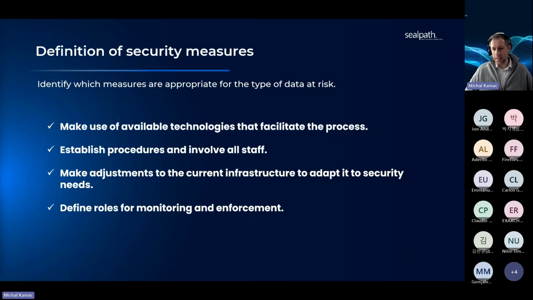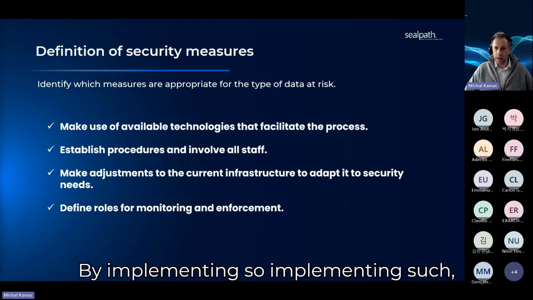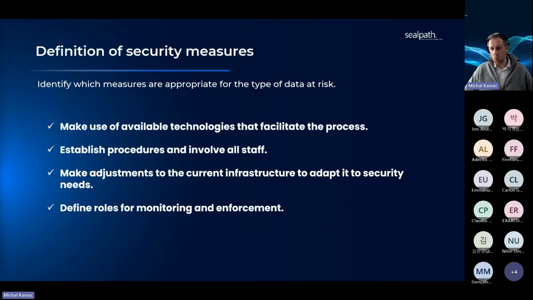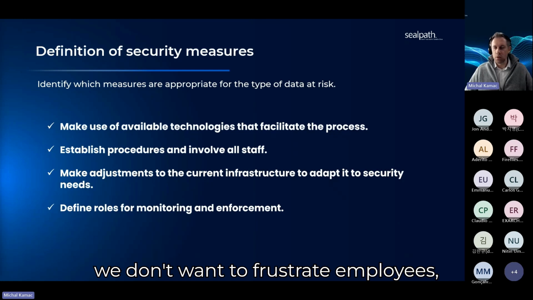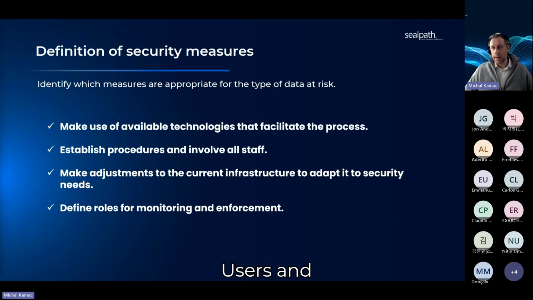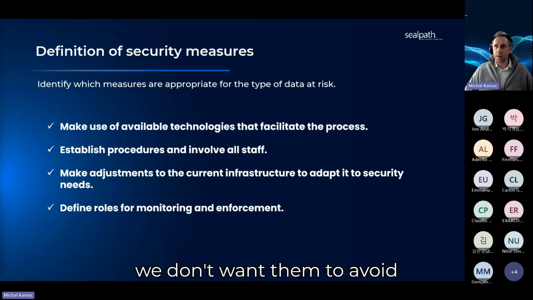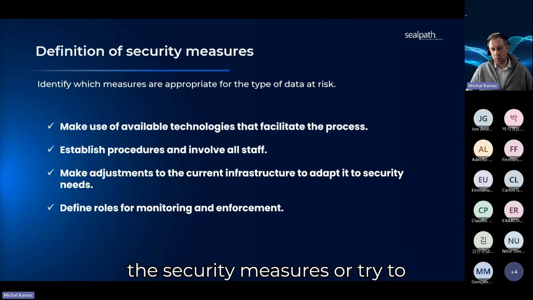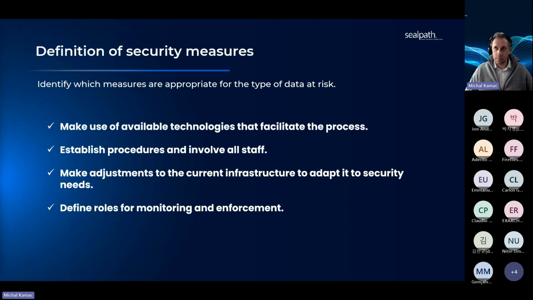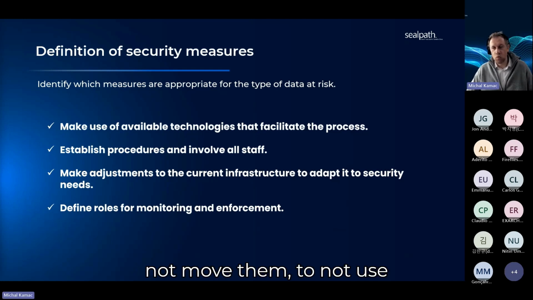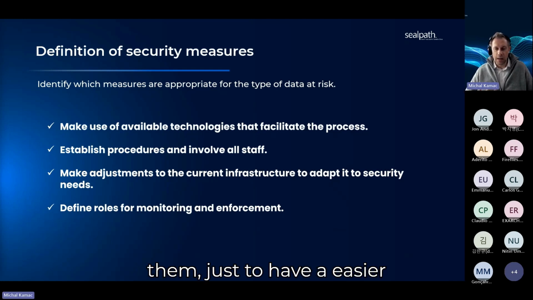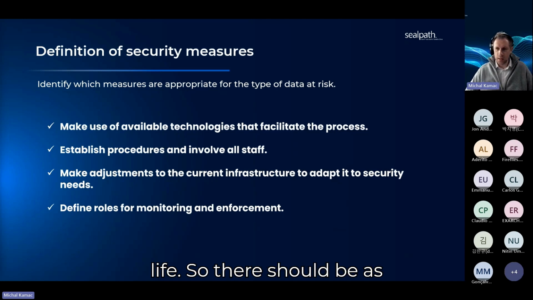This is very important. We want as little friction as possible by implementing such security measures. Okay, we don't want to frustrate employees, users, and we don't want them to avoid the security measures or try not to use them just to have an easier life. So they should have as little impact as possible.